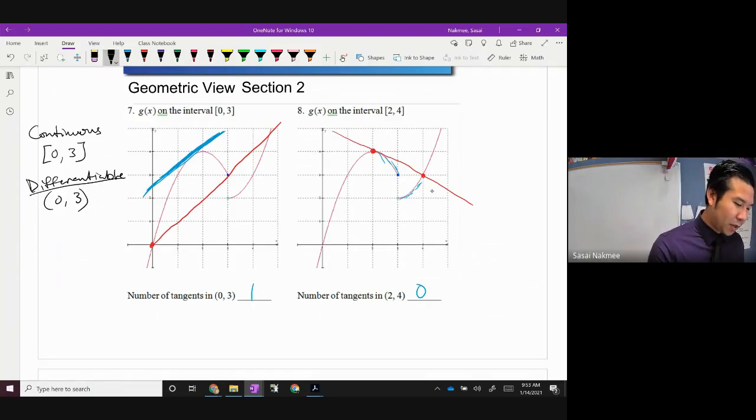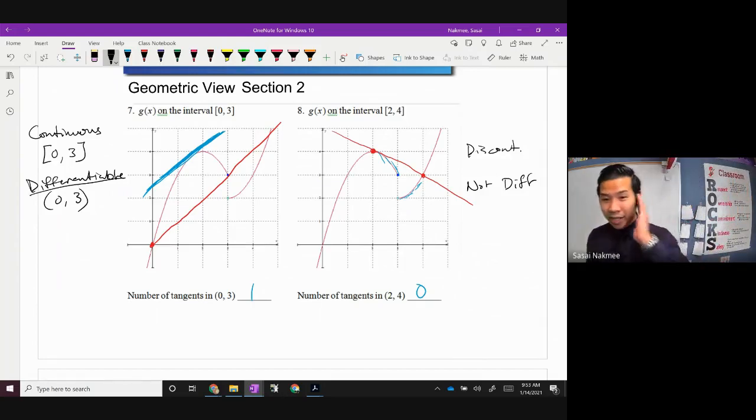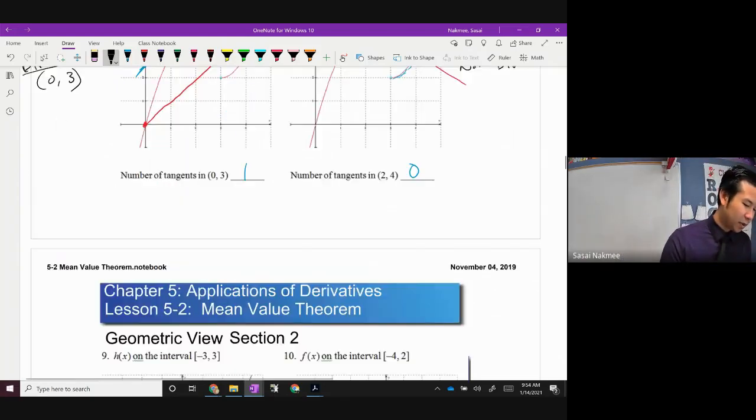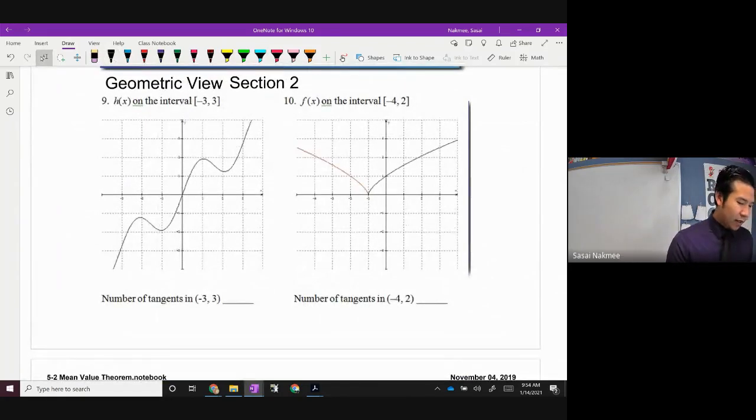Hopefully you guys agree this is going to be discontinuous and not differentiable. I'm going to speed through this a little bit here. So hopefully for number 8, you guys are able to write that down. It looks like you guys are able to see it, right? 8 is discontinuous and not differentiable. Number 9, I'm going to say number 9 is continuous, and it is differentiable.